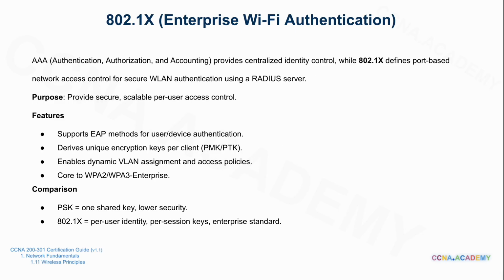802.1x provides enterprise-grade access control by integrating Wi-Fi with AAA services. When a client connects, the AP or WLC acts as the authenticator and forwards credentials to a RADIUS server. The server validates the user and assigns appropriate permissions, generating unique encryption keys per session. Compared to PSK, 802.1x offers stronger security, better scalability, and identity-based access.